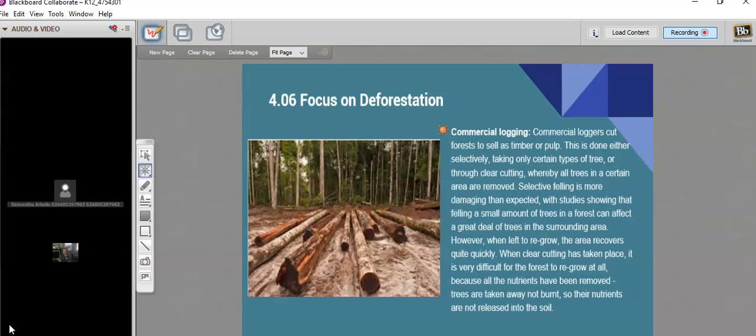Commercial loggers cut forests to sell as timber or pulp. This is done either selectively, taking only certain types of tree, or through clear cutting, whereby all trees in a certain area are removed. Selective felling is more damaging than expected, with studies showing that felling a small amount of trees in a forest can affect a great deal of trees in the surrounding area. However, when left to regrow, the area recovers quite quickly. When clear cutting has taken place, it is very difficult for the forest to regrow at all because all the nutrients have been removed. Trees are taken away, not burnt, so their nutrients are not released into the soil.